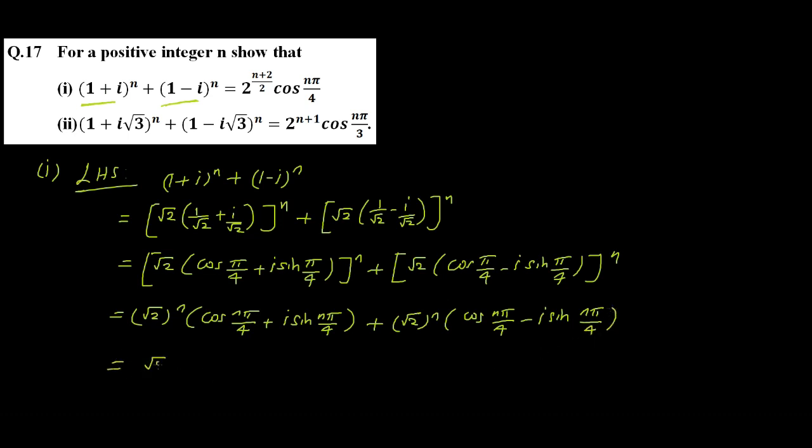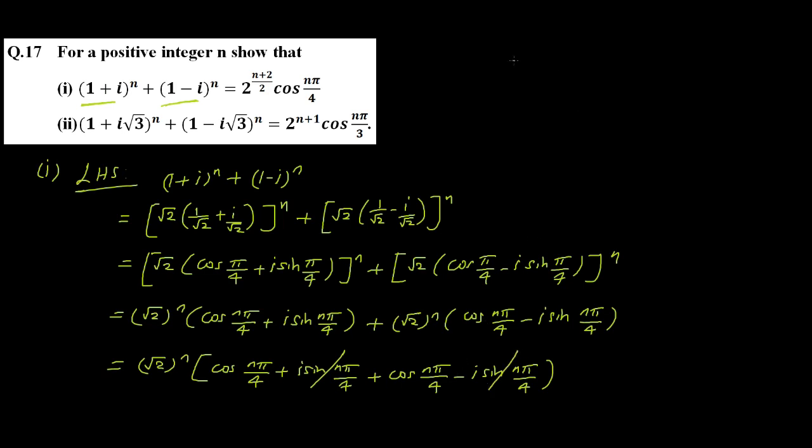Now bring root 2 power n as common. This will become (cos n pi by 4 + i sin n pi by 4 + cos n pi by 4 − i sin n pi by 4). Here the i sin n pi by 4 and the minus i sin n pi by 4 will get cancelled, and this will become root 2 power n, already there, times (cos n pi by 4 + cos n pi by 4). This will become 2 cos n pi by 4.